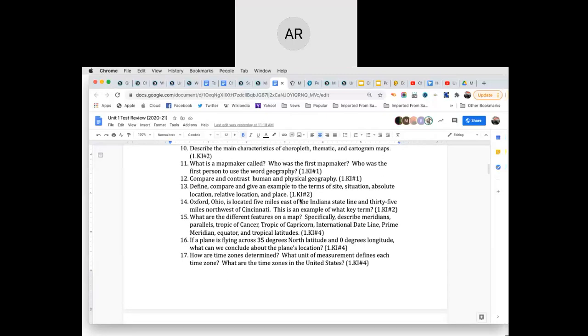12, compare and contrast human and physical geography. This is done on day 1, so human is looking at the why, the basic human geographical question of the why. How is space impacted by humans? And then physical geography is looking at the where. Where is looking at the topography, the lithosphere, so the crust of the earth, the landforms.